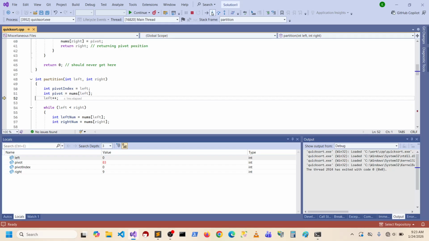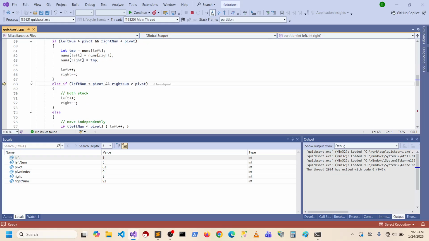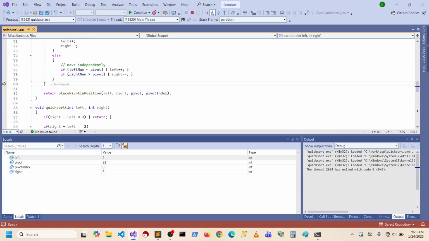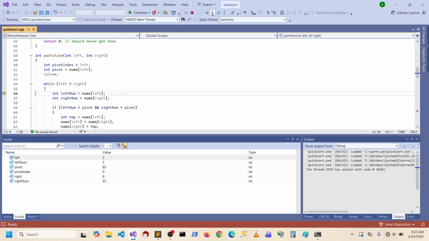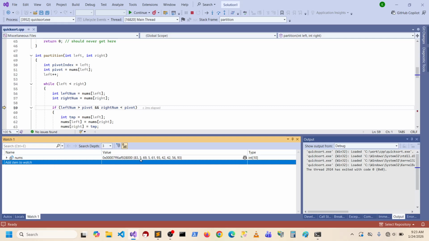So our pivot's 83. We've got 5 and 93. No swapping there. So they both advance. Come back. Let's put our watch in there. Okay.